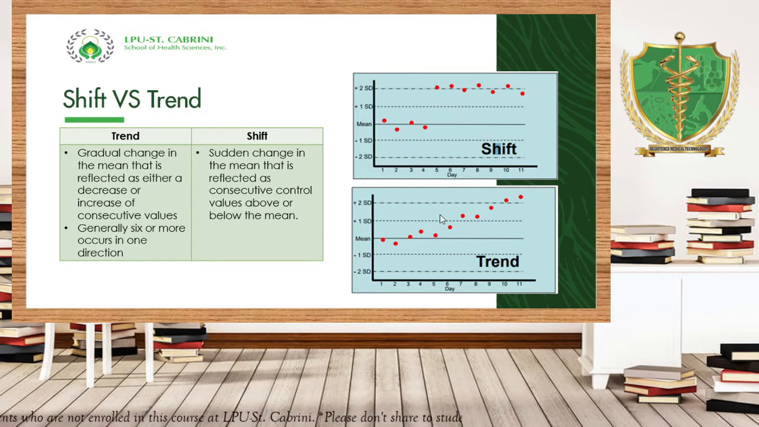I'm sorry, that is trend pala. This is trend. I'm sorry. A gradual change in the mean that is reflected as decrease or increase. In this case, we can see that there is a gradual trend, increasing of our results in our quality control. While shift is a sudden change in the mean that is reflected as consecutive controls above or below the mean.